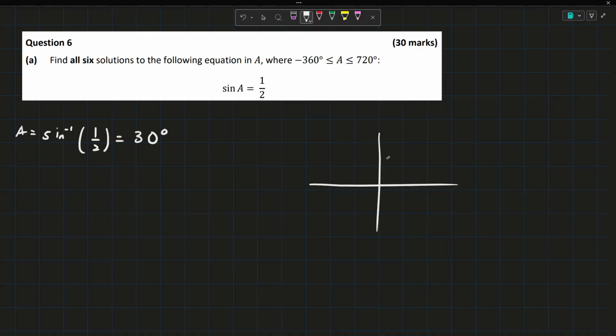Now, if we look at the unit circle, and if we look at 30 degrees, remember that sine is the y value. So this is the y value. Where else are we going to have that y value to find another solution? Well, if we go over here, this is the same y value along this line. And we can get to that point by rotating up by 30 degrees on the other side. So that red angle here is 30 degrees.